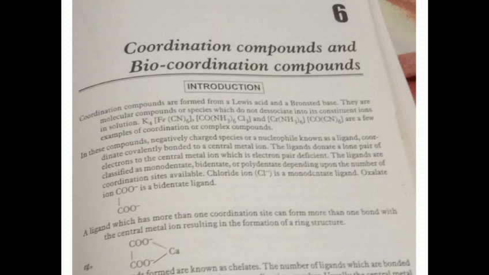The ligands are classified as monodentate ligands, bidentate ligands, or polydentate ligands, depending upon the number of coordination sites available. Chloride ion is a monodentate ligand. Oxalate ion is a bidentate ligand. A ligand which has more than one coordinate site can form more than one bond with the central metal ion, resulting in the formation of a ring structure.